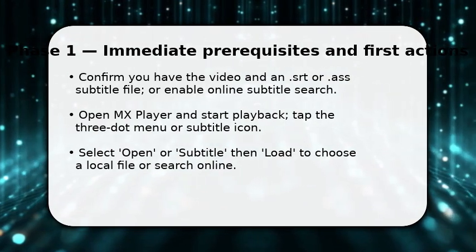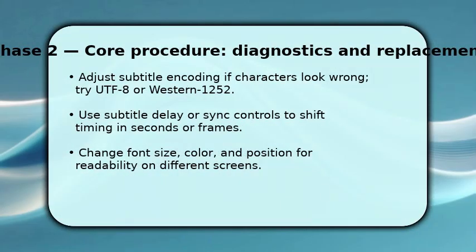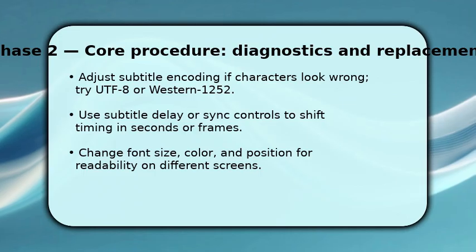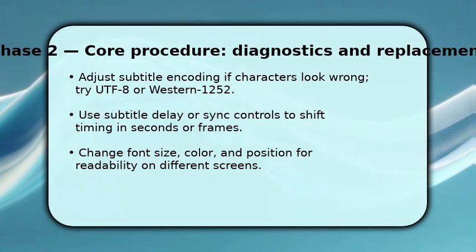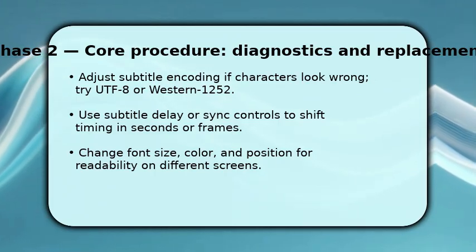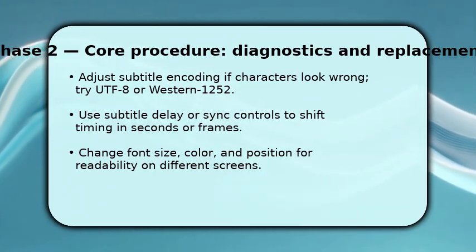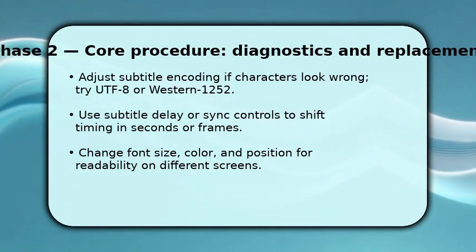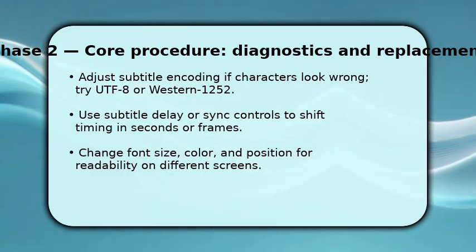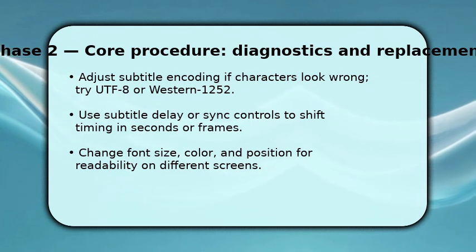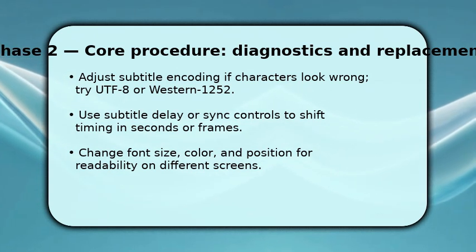Once the subtitle file is loaded, you need to check display and timing. You will first verify encoding. If accents or symbols look wrong, switch to UTF-8 or another suitable encoding, because correct encoding prevents garbled text. Next, use the subtitle delay or sync controls to advance or delay subtitles in seconds. Tiny shifts fix most out-of-sync issues. Finally, make visual tweaks like font size, color, and vertical position so text doesn't overlap UI elements. These steps ensure subtitles are readable.